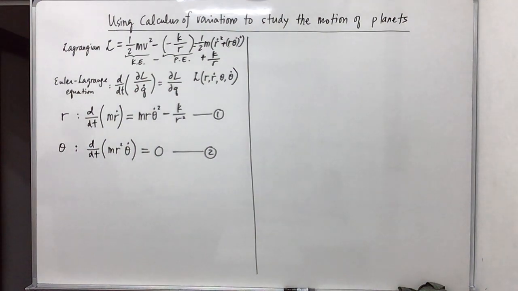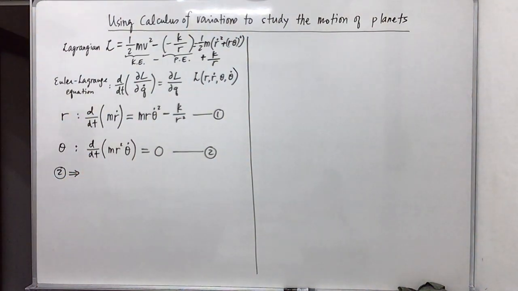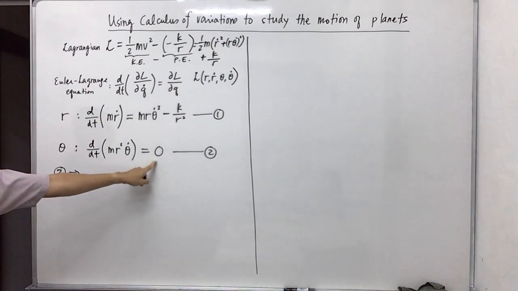So these are the two Euler-Lagrange equations that I have obtained by working with my Lagrangian representing the planet's energy, right? The Ke and the Pe, right? The planet and the sun system's energy. Okay, now if you look at equation 2, that's the easier one, right? From equation 2, what do we realize? We realize that we have got a quantity whose derivative with respect to time is 0.